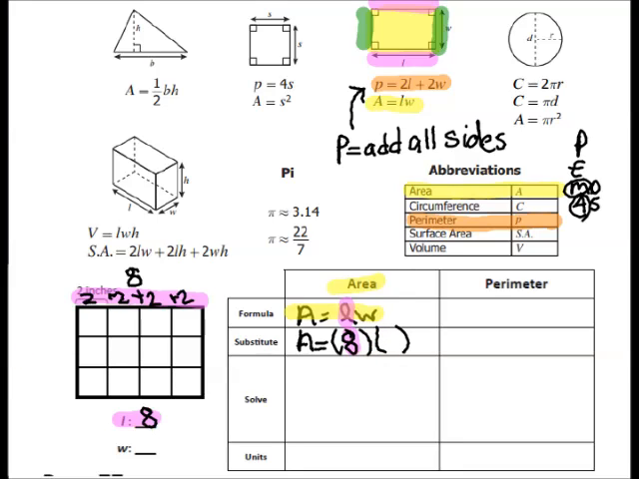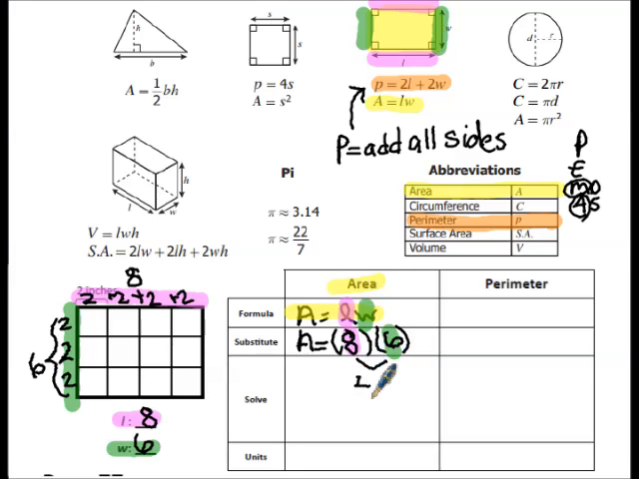Now I need the width in my formula, so I'm going to go to my picture and count what the width is. So the width is going to go in next. The width is the up and down, and each of those little boxes is worth 2 inches, so I count 2, 4, 6. And the total width of that box would be 6 inches long. So I'm going to put a 6 in.